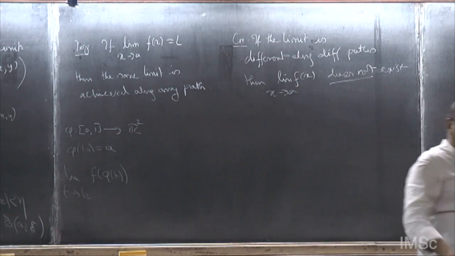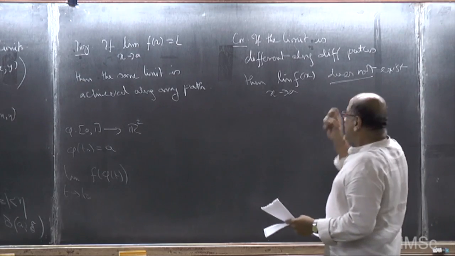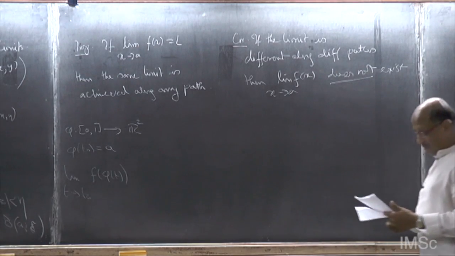So, that is the conclusion you can draw. Any path should give you the same limit. So, if I have different paths, we will see an example in a few moments.